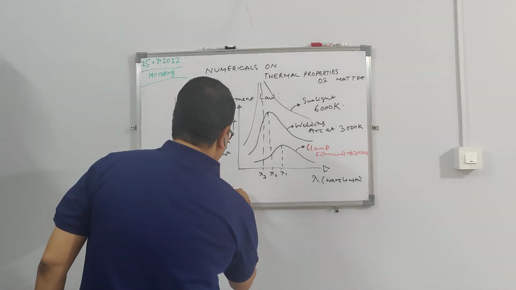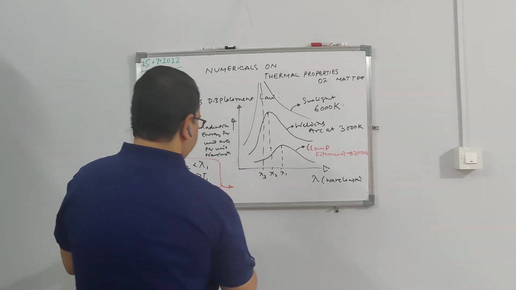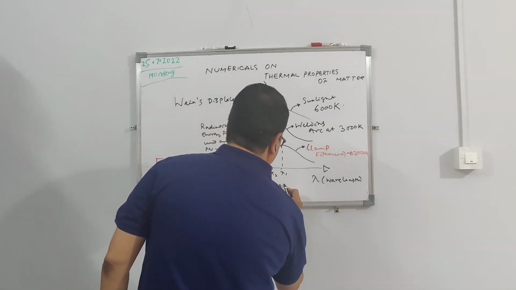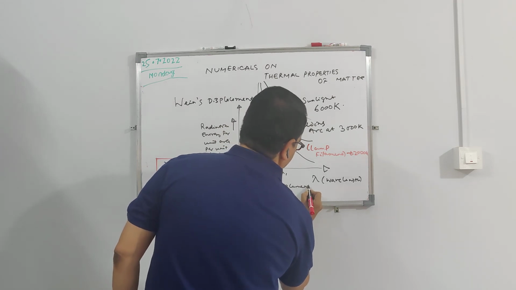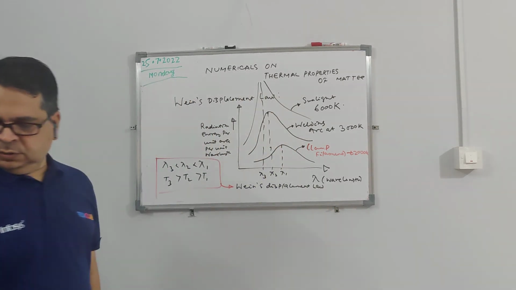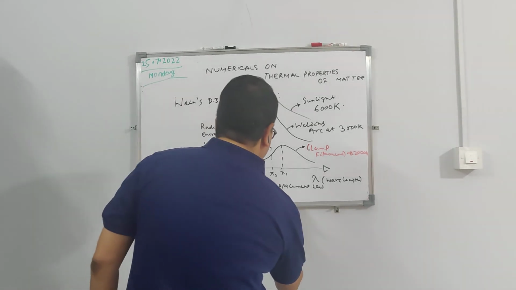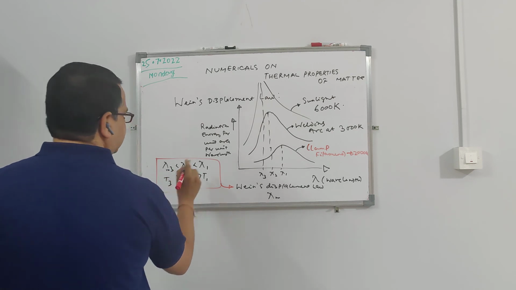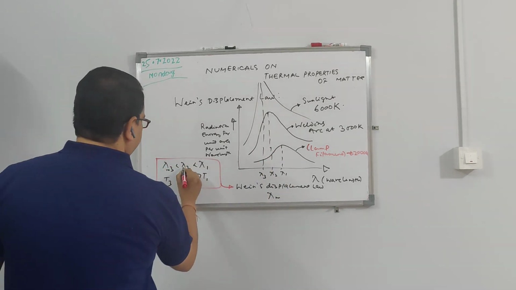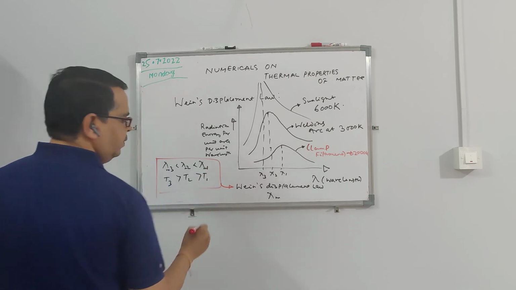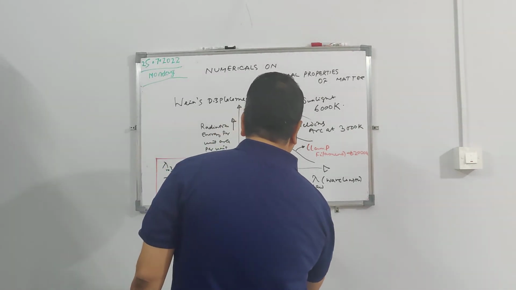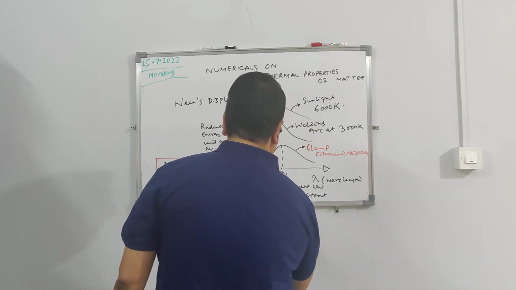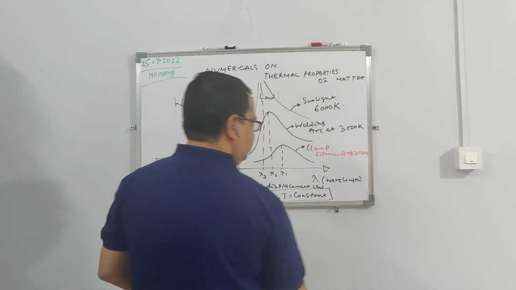So the equation for Wein's displacement law is lambda m. We write it as lambda m because this is the maximum wavelength, so lambda m2, lambda m1. Lambda m into capital T is equal to a constant. So this is Wein's displacement law.